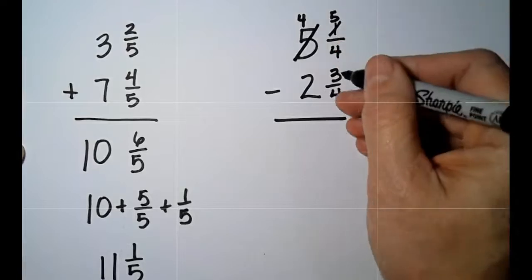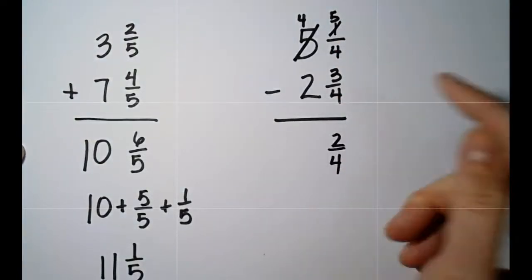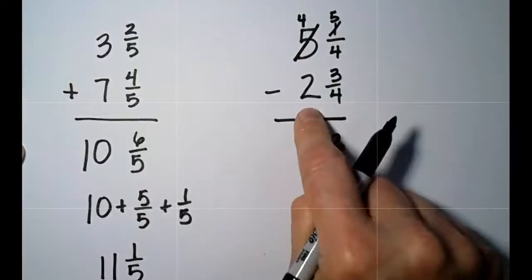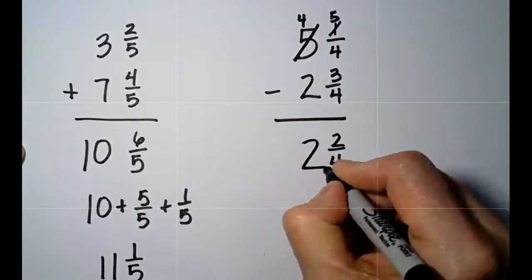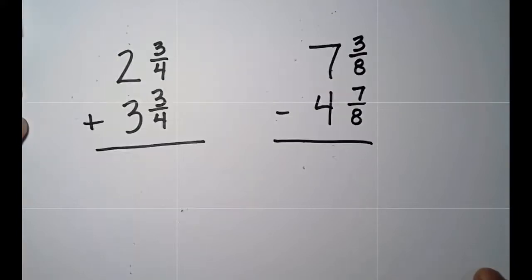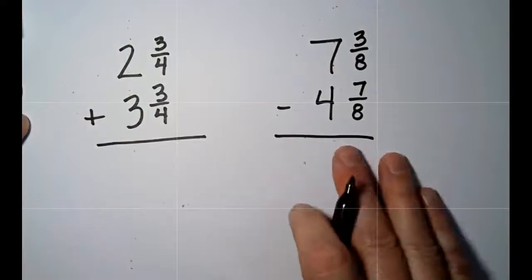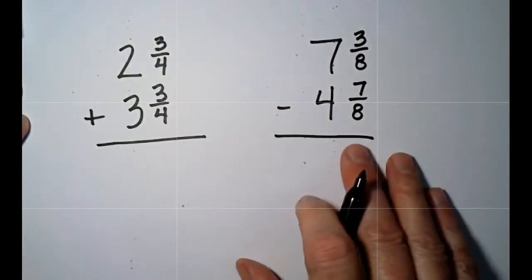So 5 minus 3 is 2, and that is my fourths place. 2/4, and 4 minus 2 is 2. So my answer is 2 and 2/4, and again, if you want to reduce that 2/4, you could say it's 2 1/2. And just to give us one more review, let's go over one more practice problem of each kind.